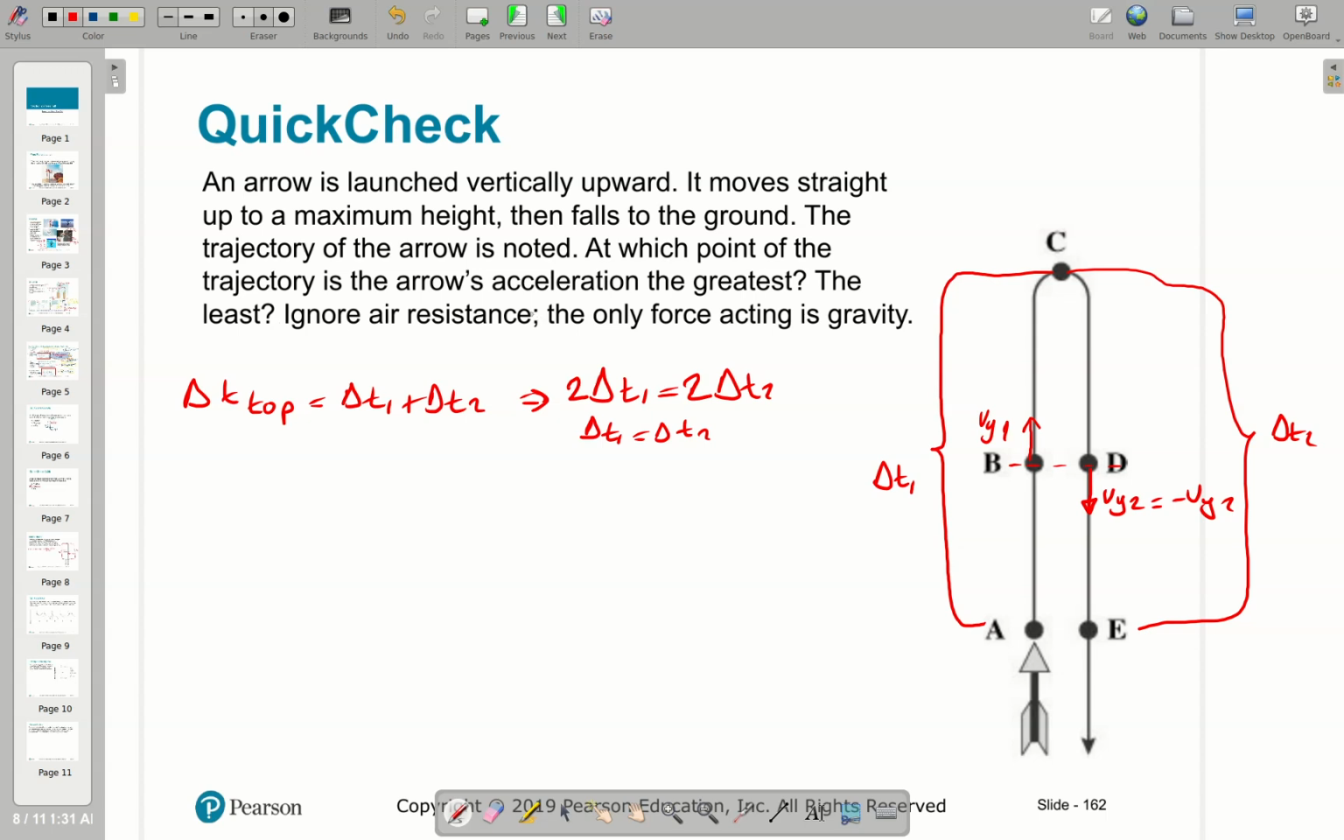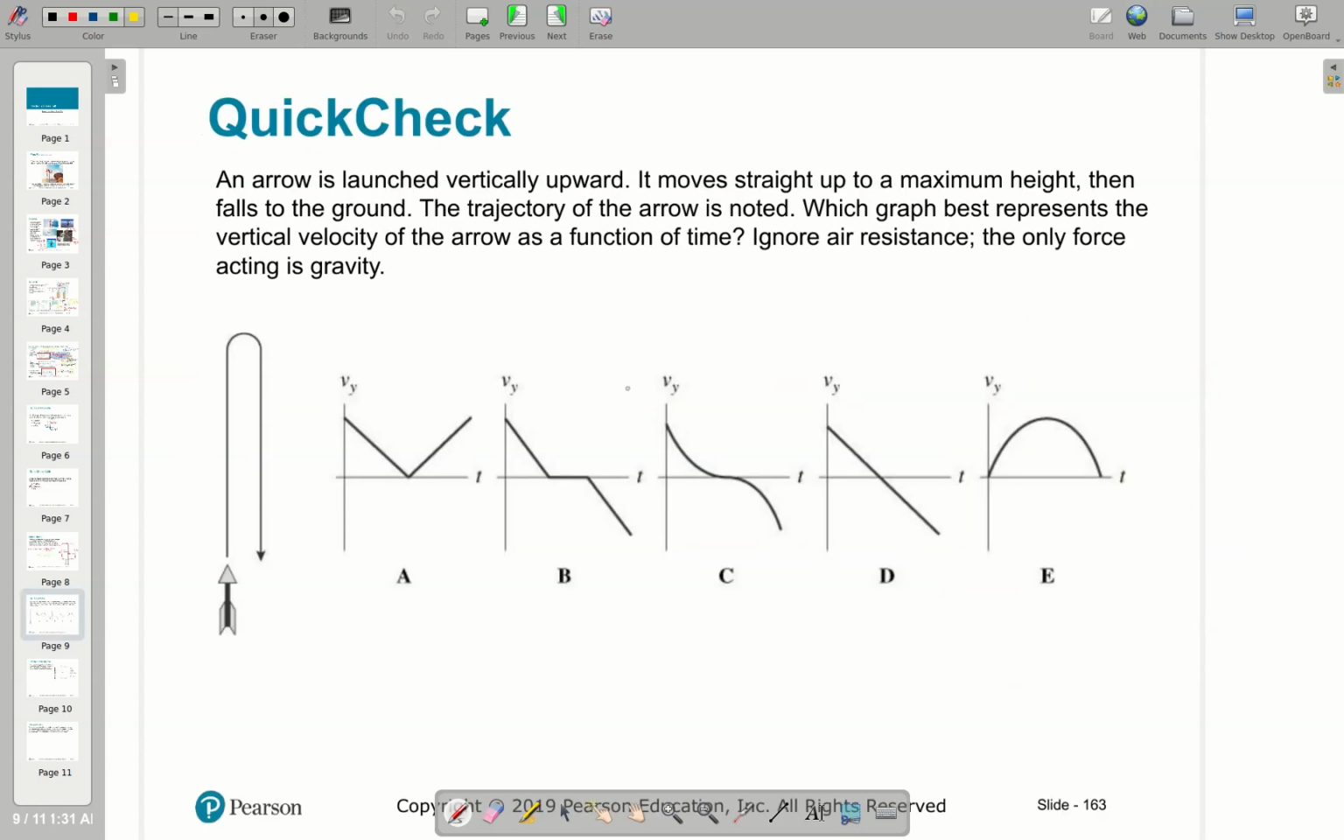All right, at which point of the trajectory is the arrow's acceleration the greatest, the least? Ignore the resistance, the only force is gravity. Acceleration is g, always g. So it's always g, no greatest. Always ay is equal to g, constant. There is no greatest or least acceleration.